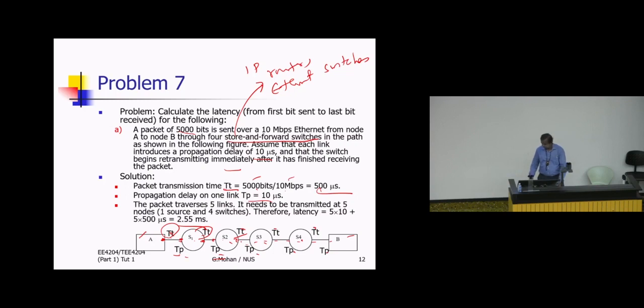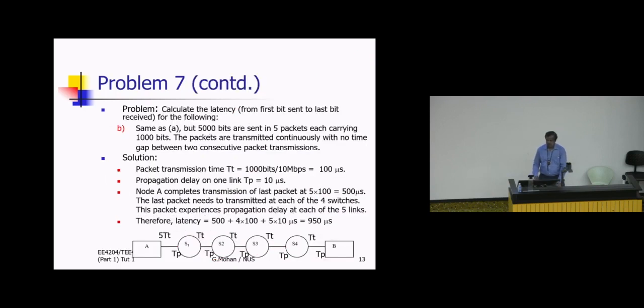Okay, now we are going to look at a more interesting problem. Same problem, but the 5000 bits are sent in 5 small packets, each packet carrying 1000 bits. Now we don't want to send 5000 bits as a single packet. These are small packets.